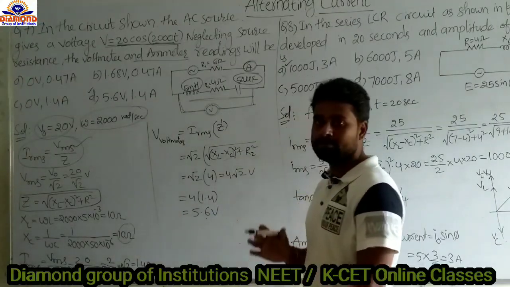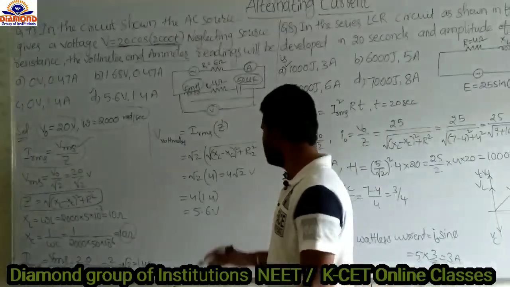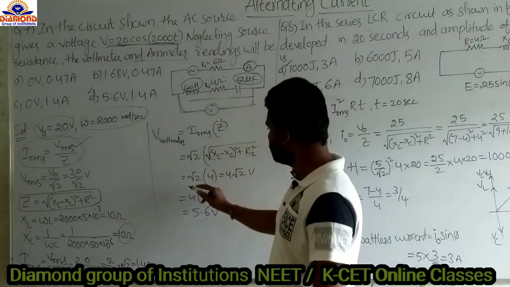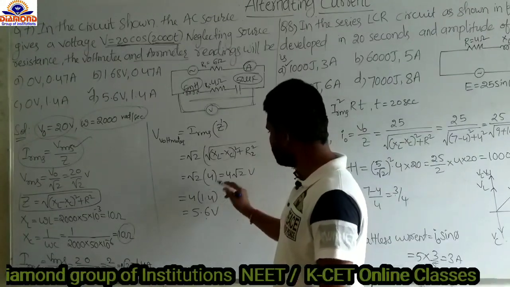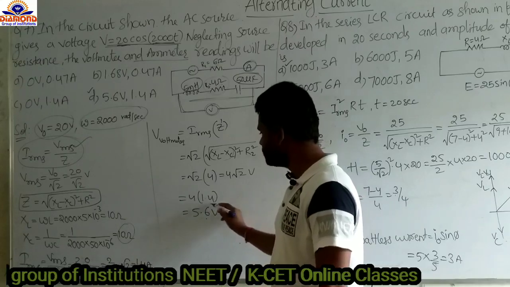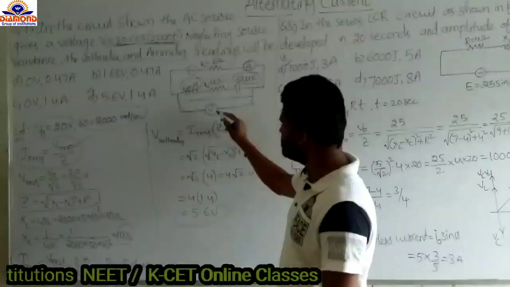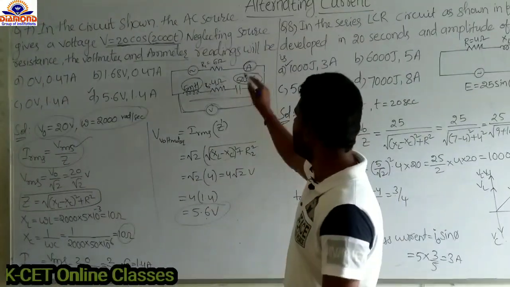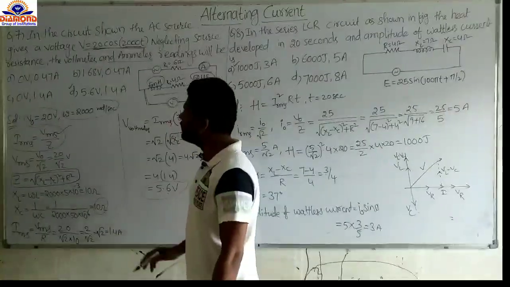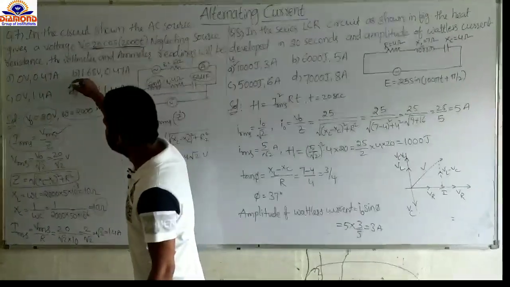XL minus XC will become 0. Why? Because both are the same values. So now the R2 value is how much? 4 ohm. Root 2 into 4. The root 2 value is 1.4. 4 into 1.4 is 5.6 volt. The voltage reading is 5.6 volt and the ammeter reading is 1.4 amperes. So option D is the right answer.